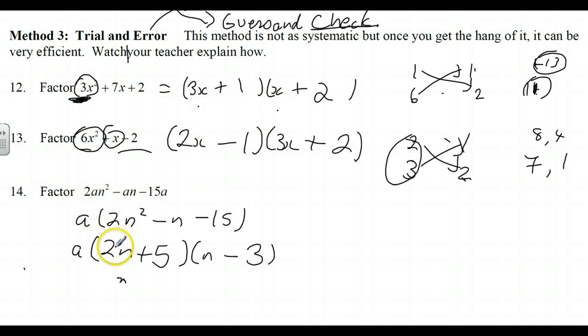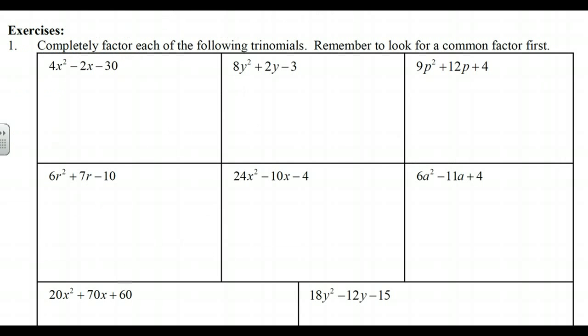Completely factor each of the following trinomials. Remember to look for a common factor first. Okay, so what I'm going to do, and again, this is a video-only bonus, is factor these, and I'll show you the way that I factor. I'm just doing this by guess and check. You can do them all by decomposition, and I'm just going to buzz through them reasonably quickly. They're up on the video for you to watch if you're having problems with the exercises.